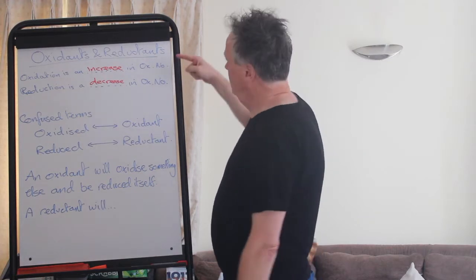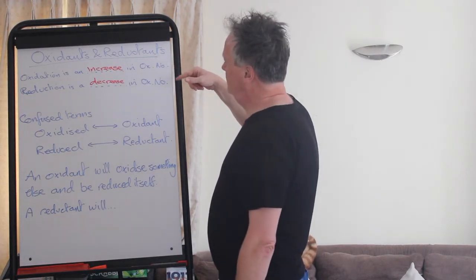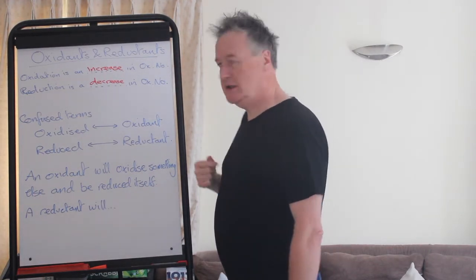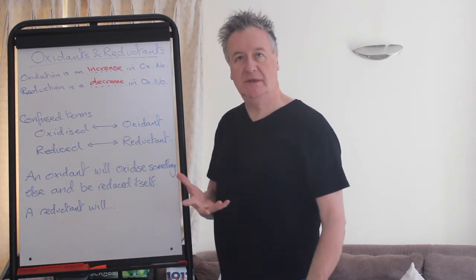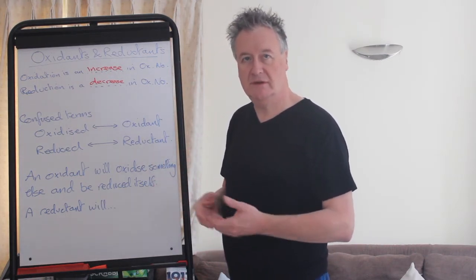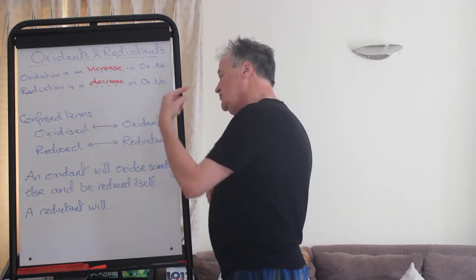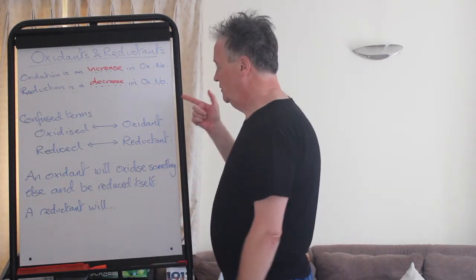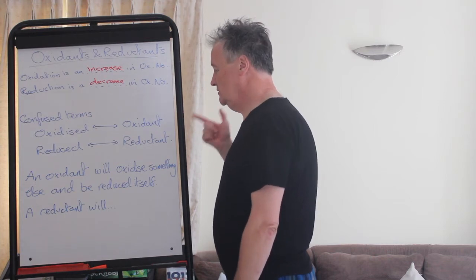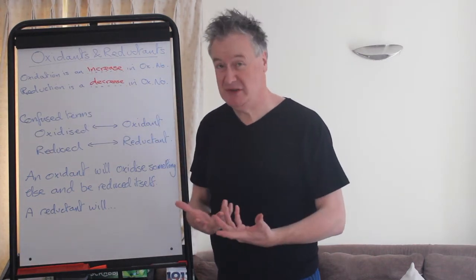One of two. The identification of oxidation numbers means that you can then spot whether something has changed by increasing or decreasing in its oxidation number during a reaction. Now, there are two terms that get confused: oxidized and oxidant, reduced and reductant, because they are very much not the same thing.